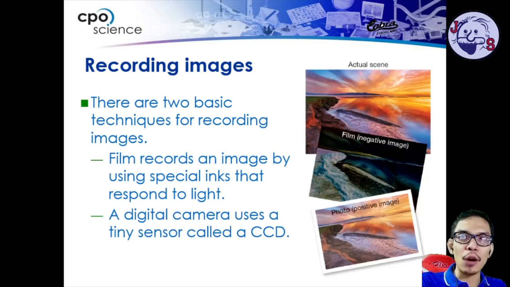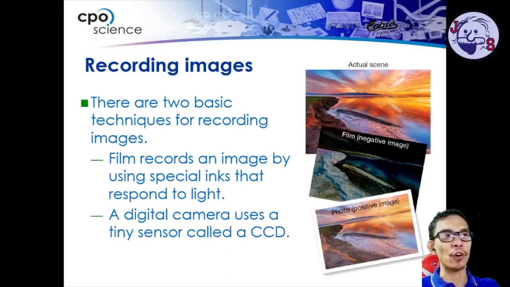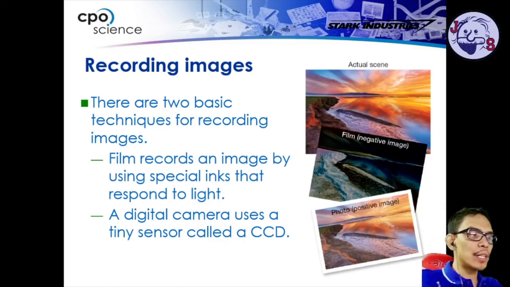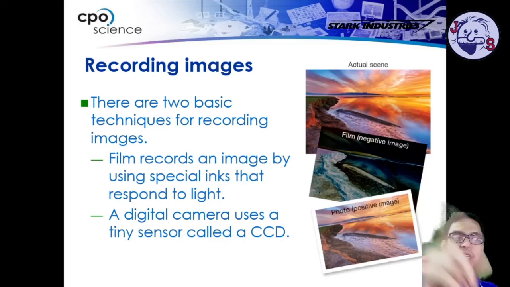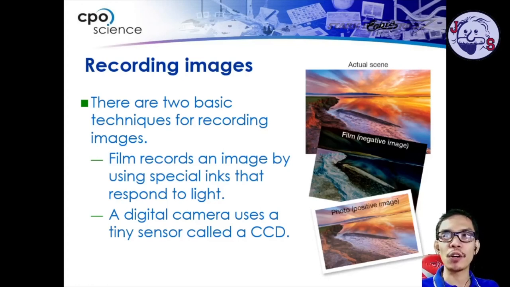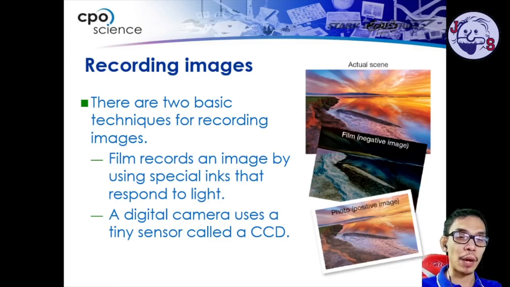Unlike what we have right now, we now have smartphones. This technology uses a CCD, or a charge-coupled device. All digital cameras use this tiny sensor, and these tiny sensors are the ones that process the image to a certain quality, the way you took it.